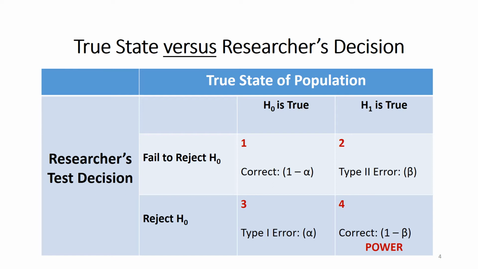Let's start with when we get correct findings. Boxes 1 and 4 are correct. Why are they correct? Because the researcher's decision matches the true state of the population. Let's look at number one. Why is it correct? Well, the researcher's decision was to fail to reject the null hypothesis. So we couldn't reject the null hypothesis, and we said there's not enough evidence to say there's a significant effect or difference. And sure enough, when we look at the true state, H0 was in fact true. Nothing was going on. There was no difference, no effect, anything along those lines.